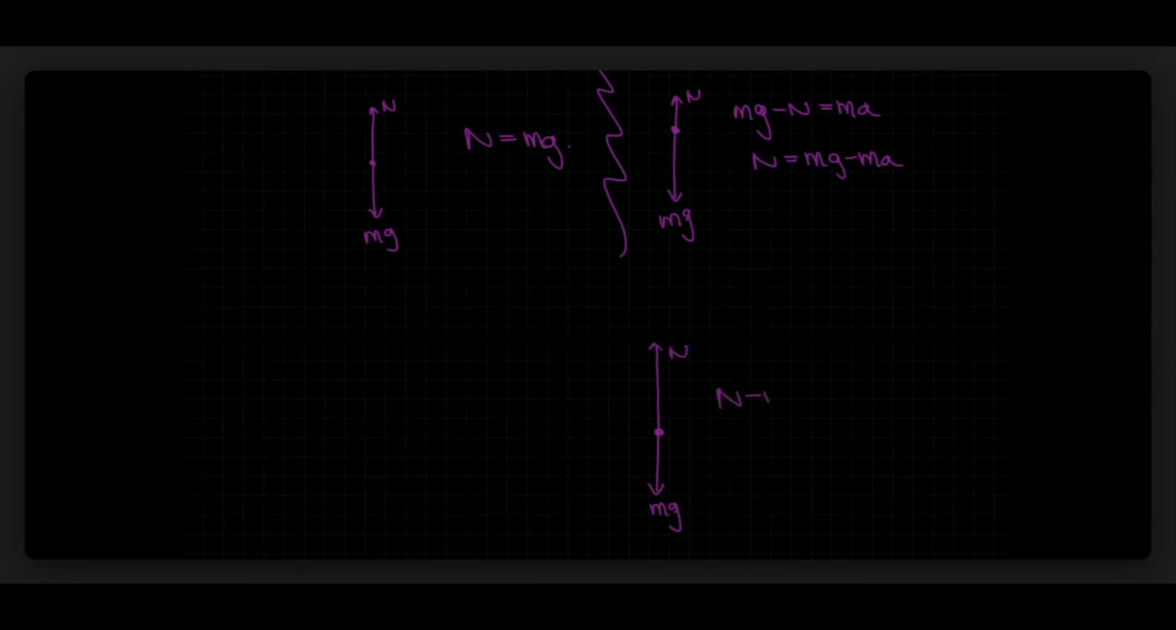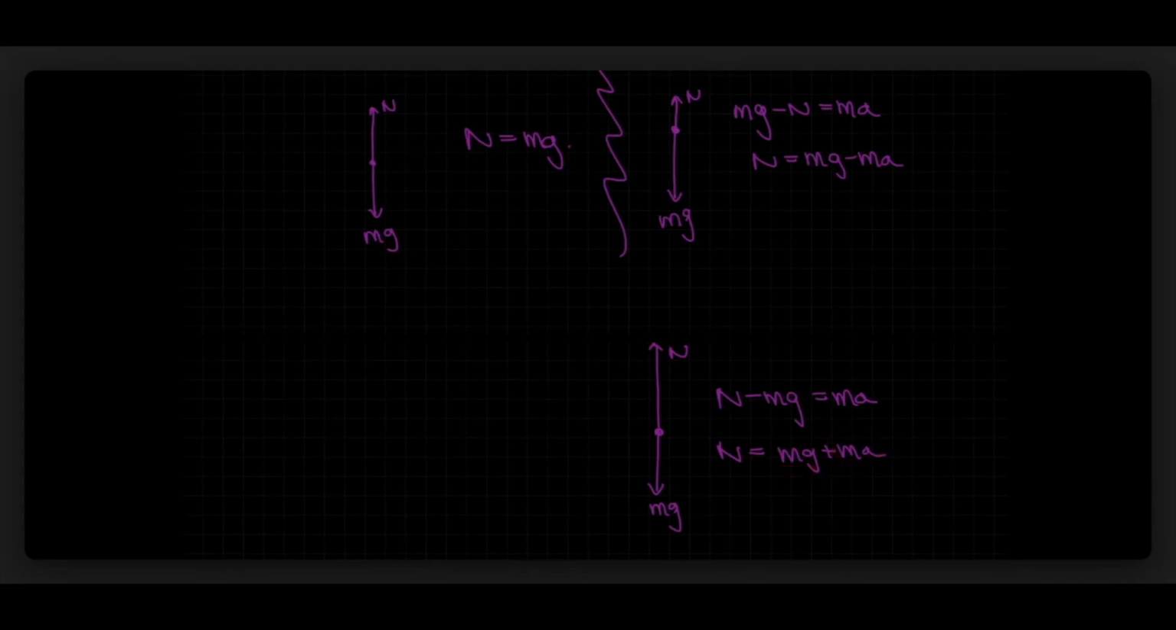This time it's going to be N minus mg. So N is the bigger thing in this case, and that's equal to ma. So this time my normal force is going to be, let's write it this way, mg plus ma. As we're accelerating upwards, the normal force is bigger, which means we feel heavier, hence why we're adding ma to our original weight, our real weight, I should say.